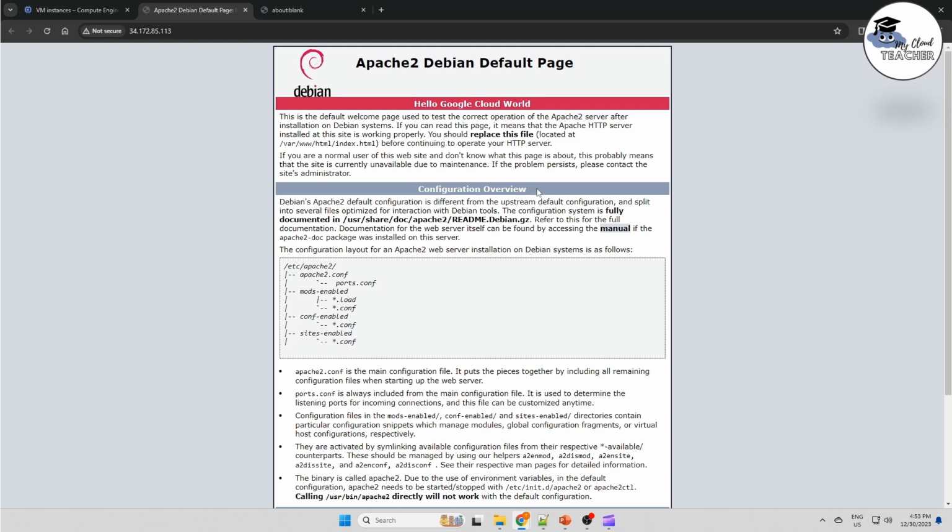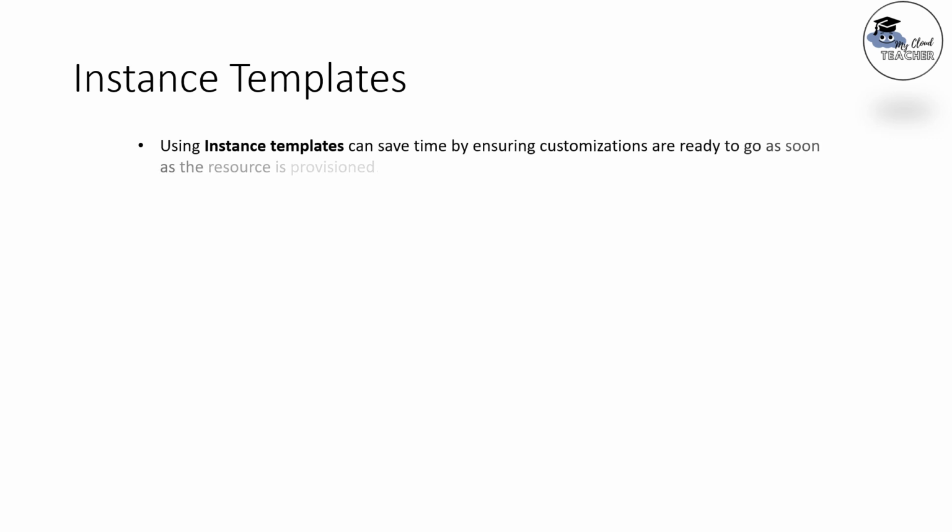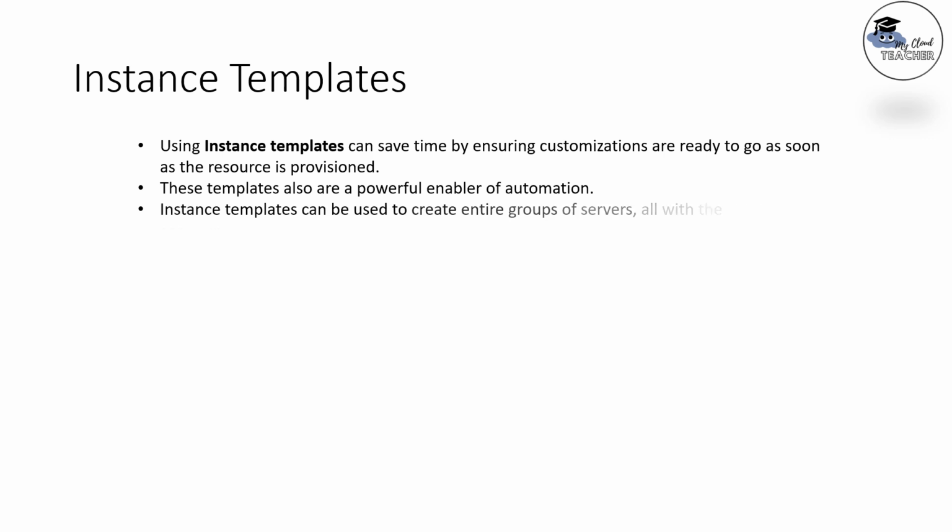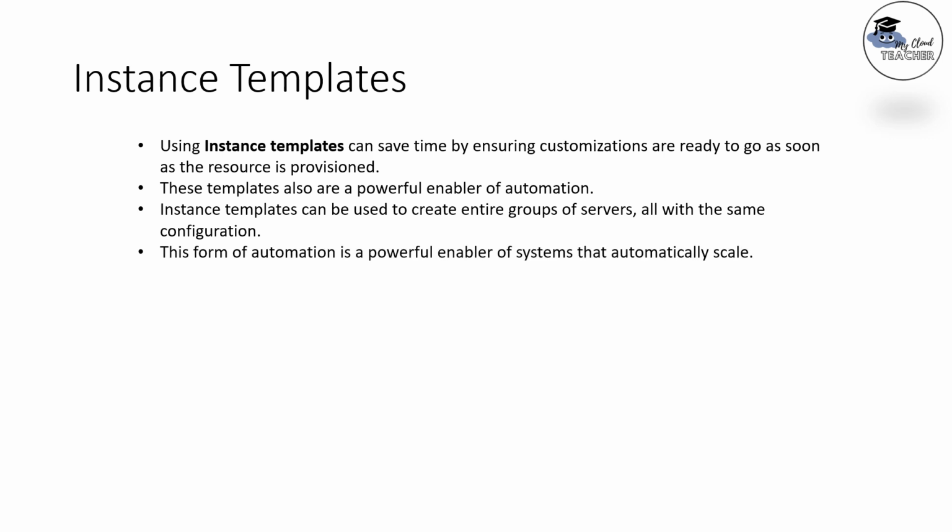While it took us a few steps to set up the instance template, once it's configured, it can be used to quickly create customized instances that are ready to go with the necessary software and configurations. Using instance templates can save time by ensuring customizations are ready to go as soon as the resource is provisioned. These templates also are a powerful enabler of automation. Instance templates can be used to create entire groups of servers, all with the same configuration. This form of automation is a powerful enabler of systems that automatically scale.